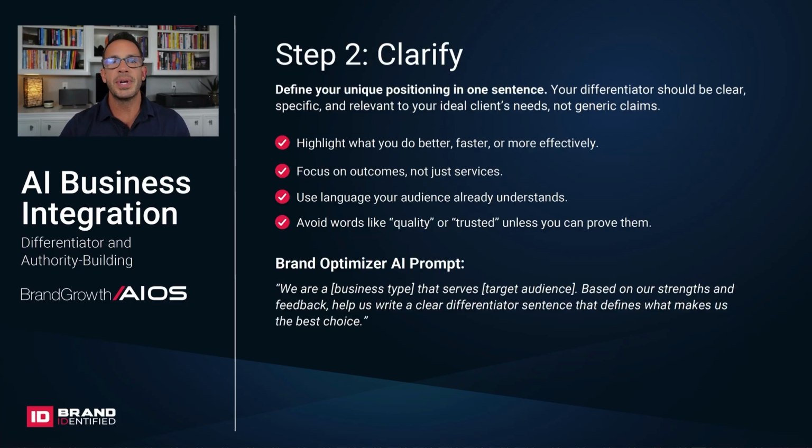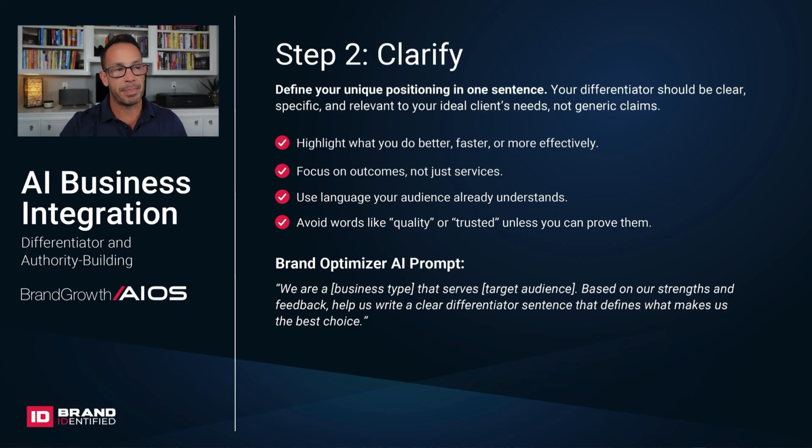So step number 2 here is to clarify. You want to define your unique positioning in one sentence. Your differentiator should be clear, specific, and relevant to your ideal client's needs, not generic claims. So you want to highlight what you do better, faster, or more effectively. You want to focus on outcomes, not just services. You want to use language that your audience already understands. And you want to make sure that you avoid words like quality or trusted unless you can prove them.